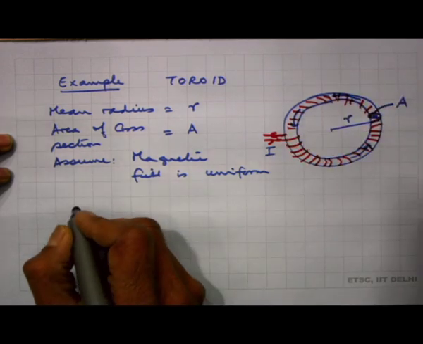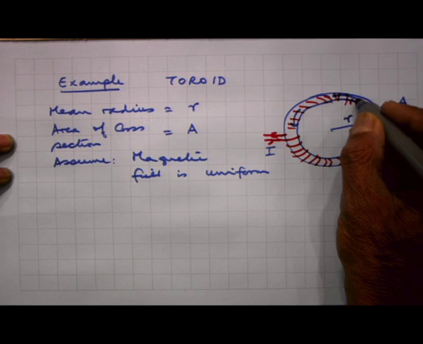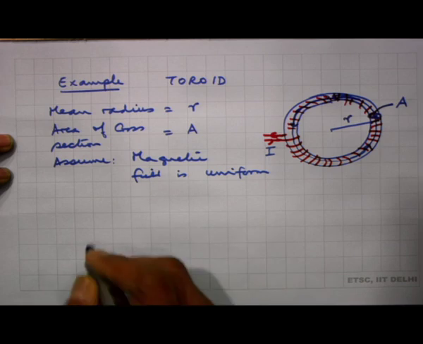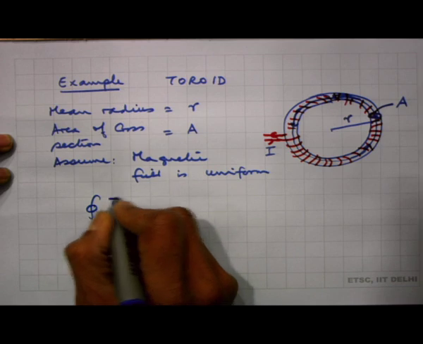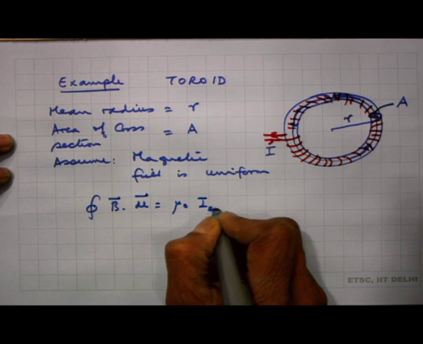So, I can calculate the magnetic field by using Ampere's law. I take a loop like this. Ampere's law is the integral of B dot dl equals mu 0 times I enclosed.